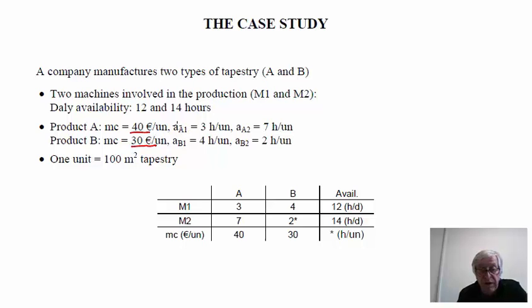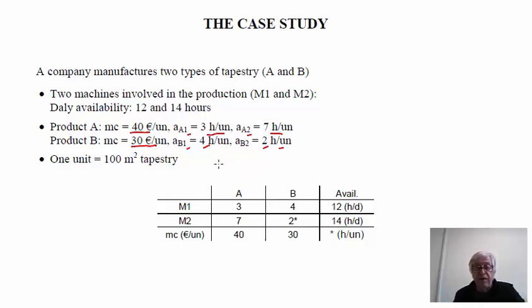We have also information related with the technical requirements to produce 1 unit of each product. For example, in the case of product A, we know that the requirements in machine 1 is 3 hours per unit, and in machine 2 is 7 hours per unit. In the case of B, to produce 1 unit of B, we need in machine 1 4 hours per unit, and in machine 2 we need 2 hours per unit.